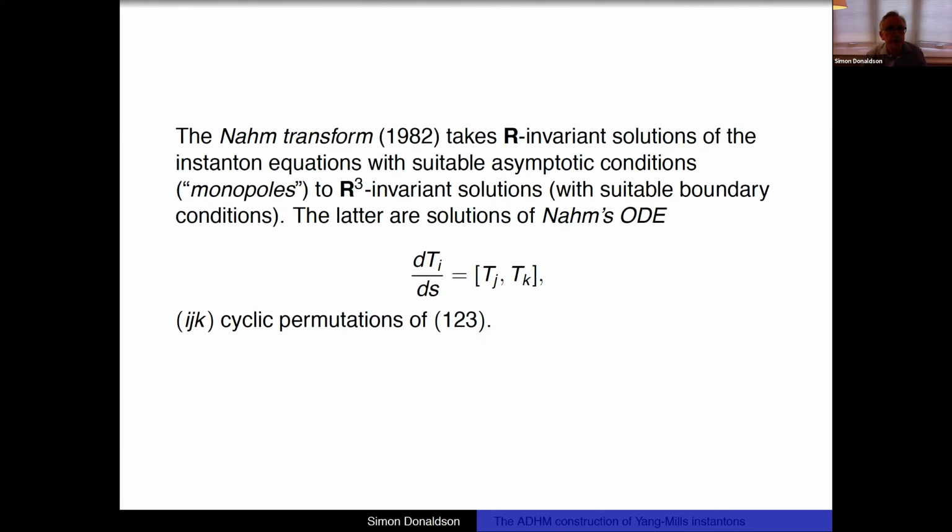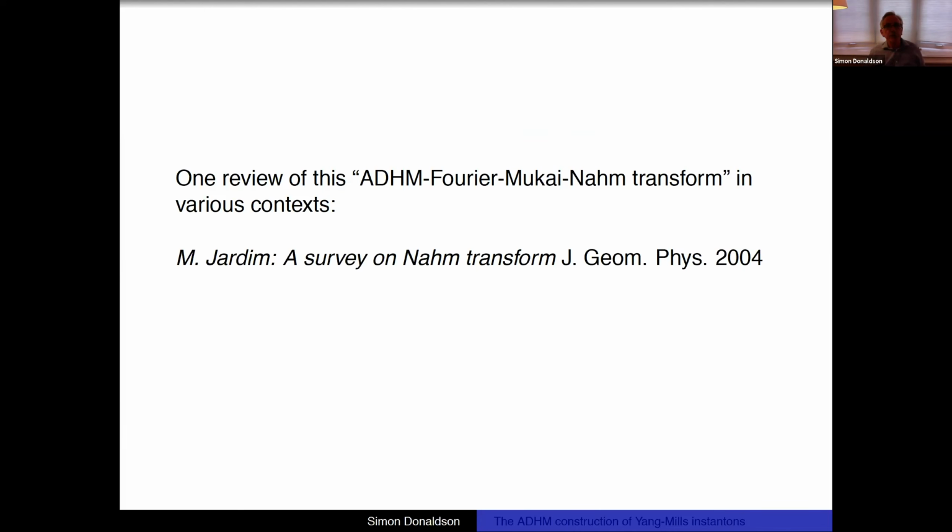But the general picture is that one has a transform in these different settings from one version of the instanton equation to another one. And a useful survey of that is given by Marcos Jardim, the reference quoted.